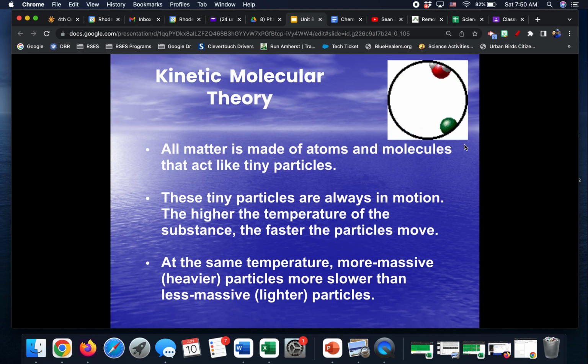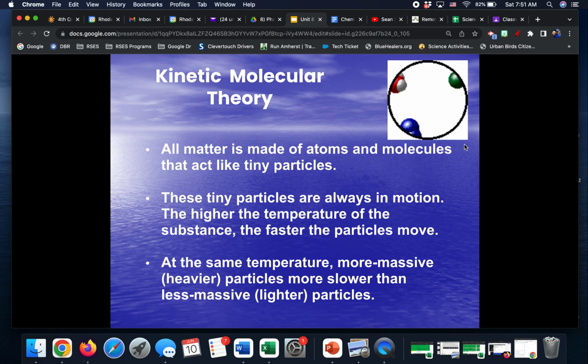All right, kinetic molecular theory, KMT. A little bit I hinted at in the pictures on the page before. All matter is made of atoms and molecules, and they act like tiny particles. Those little particles are always in motion. They're moving, even in solids where it might not seem like that, but they definitely are.